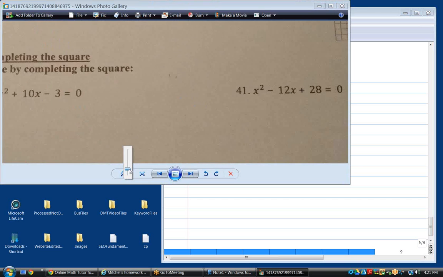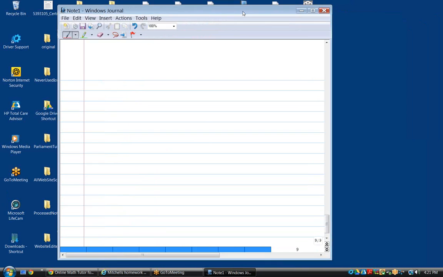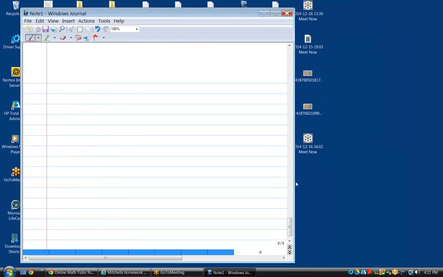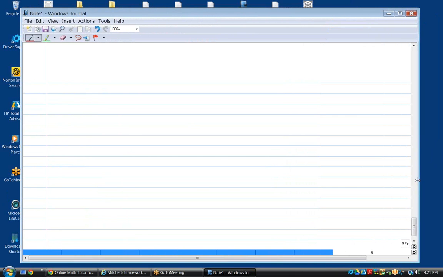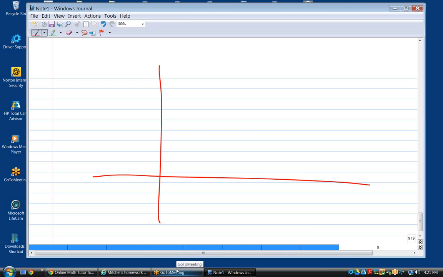Yeah, that's it for that. That's it? You got anything you want to verbalize? Just, what's average rate of change mean? Like, what do you mean? Like how fast something was going up? I'm trying to think of an example.